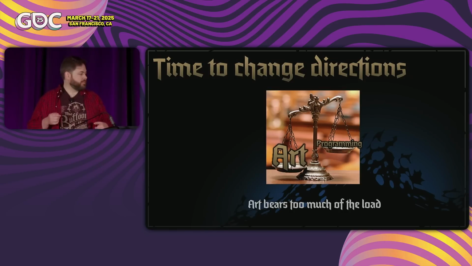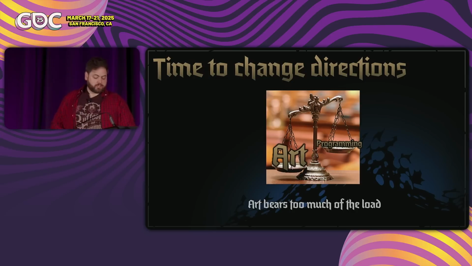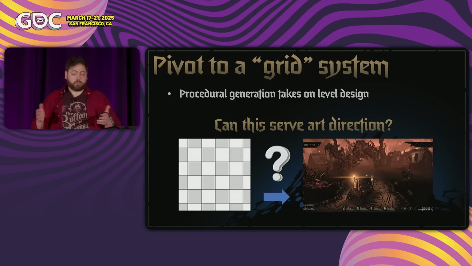So we decided to take a step back and redesign the system to try and balance that equation out. And so what we did is pivot to a grid system. Essentially, the idea was that maybe the procedural system could take some of the level design constraints off of the art team and lessen their load that way. The problem is we weren't sure if we could both do that and maintain the art direction.